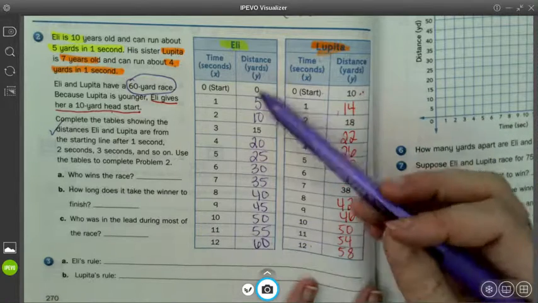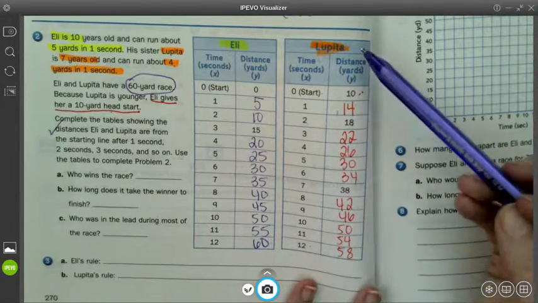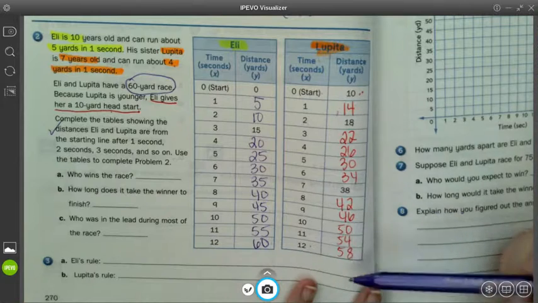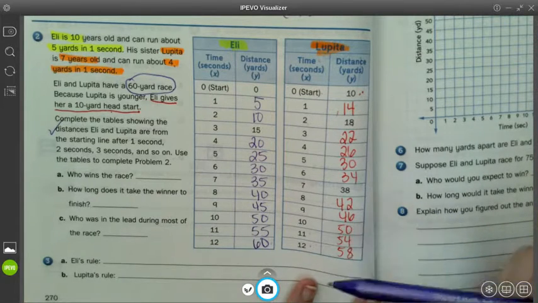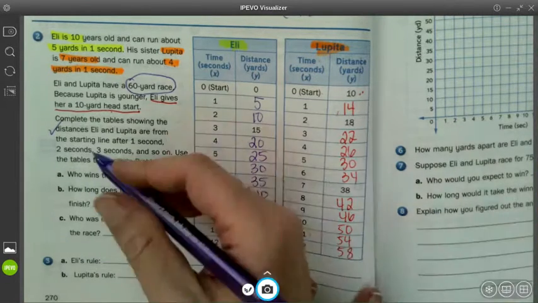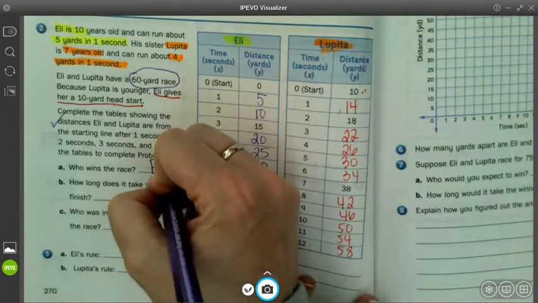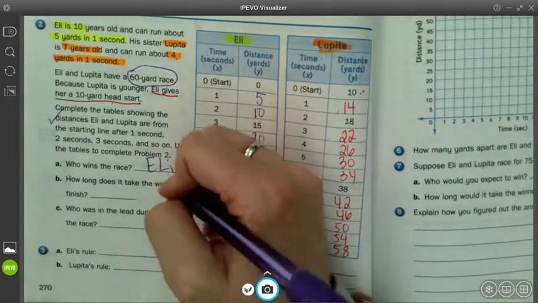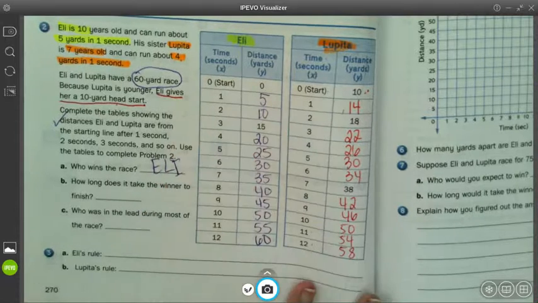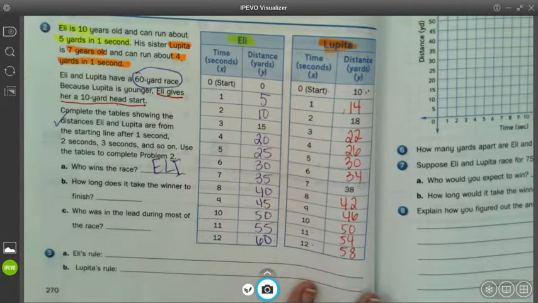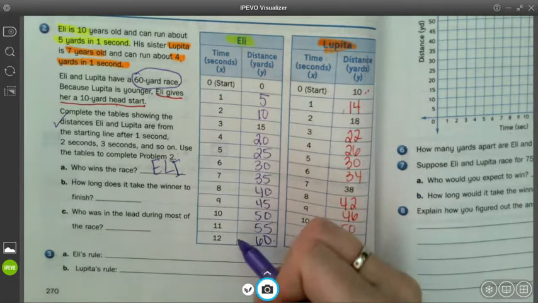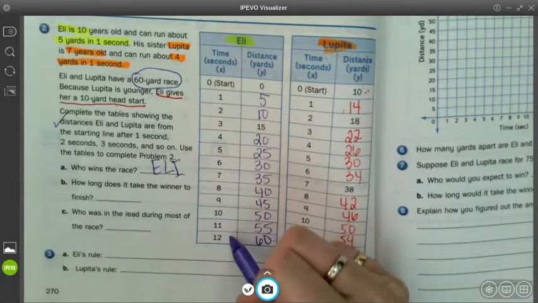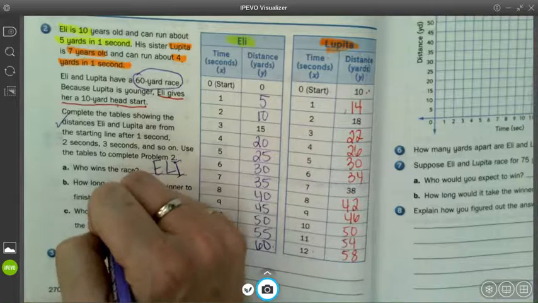Well, after 12 seconds, Eli's at that 60 finish line. And after 12 seconds, Lupita is at 58. So it looks like Eli is the winner. And I don't know why I wrote his name all in capital letters, but there we are. Okay, part B, how long does it take the winner to finish? Well, 60 yards took him 12 seconds.